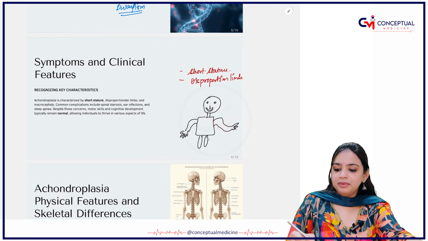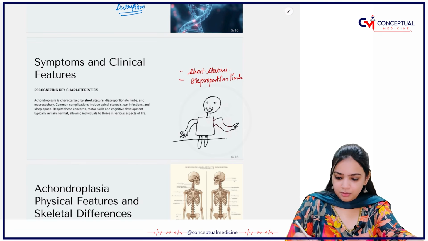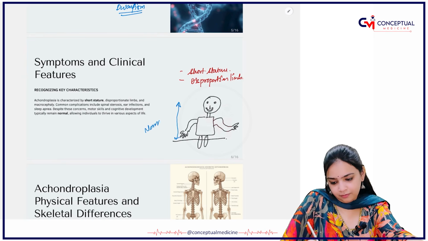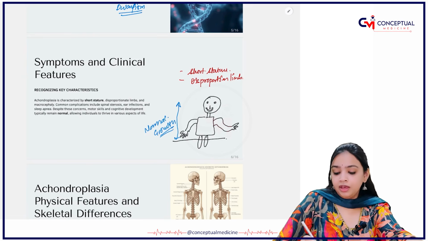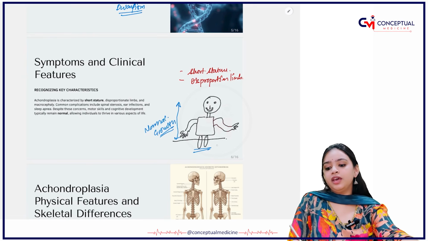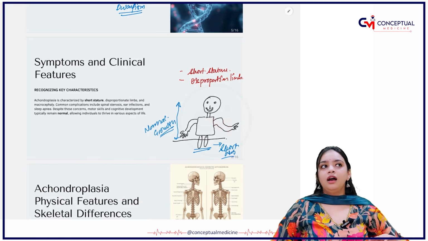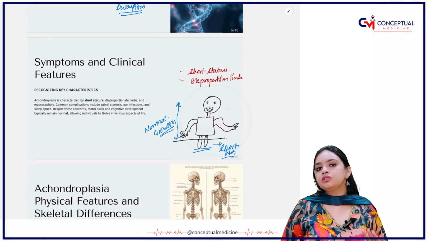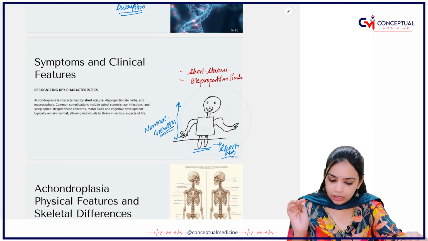So there will be like this segment, till this segment, this person is having a normal growth. Okay. Now beyond this, there are short limbs of this person. Above the waist, the portion will be normal. Below the waist, the portion will not be normal. There is a disproportion of the limbs.